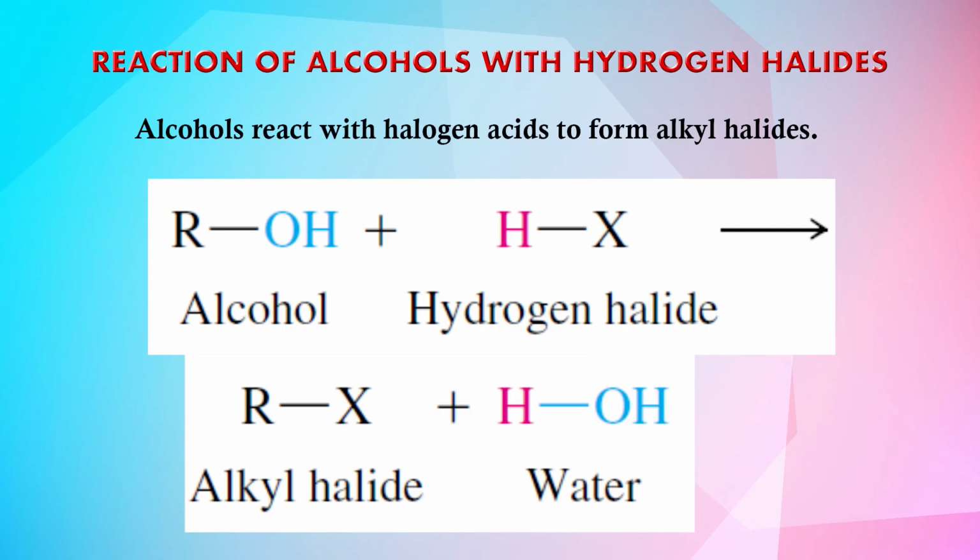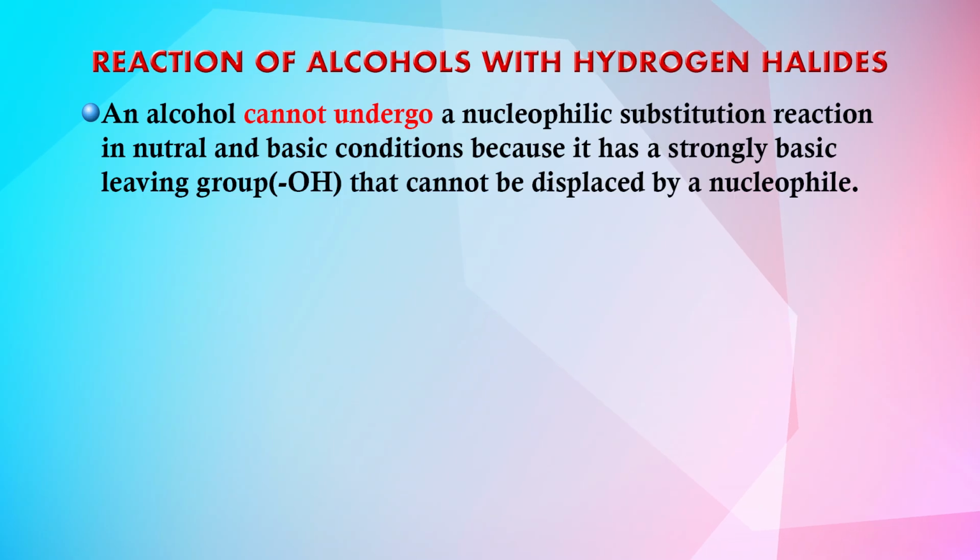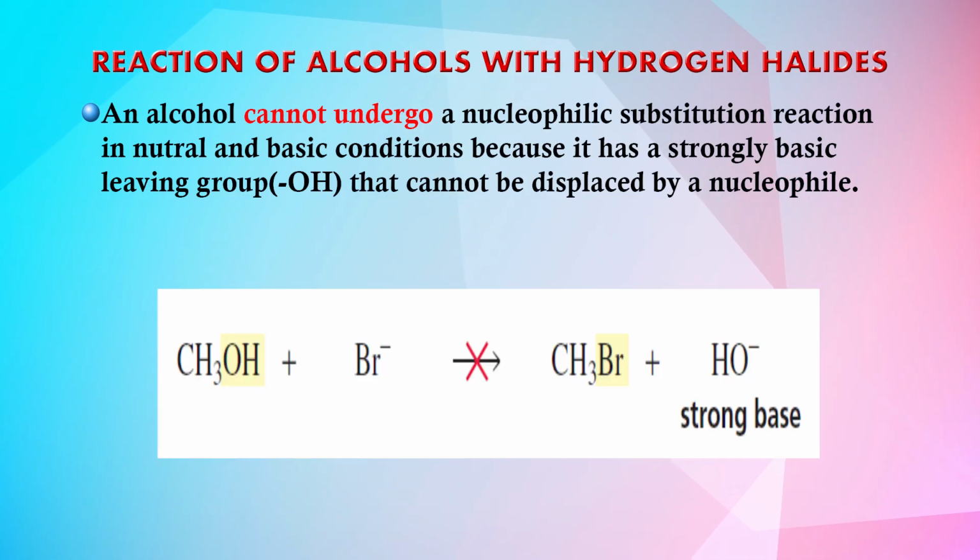Now you should keep in your minds that alcohol cannot undergo nucleophilic substitution reactions in neutral and basic conditions because it has a strongly basic leaving group which is OH. So it is not a good leaving group and it cannot be replaced by a nucleophile such as bromide. So this reaction is not possible. So what we have to do now is convert this OH into a better leaving group. So how can we do that?